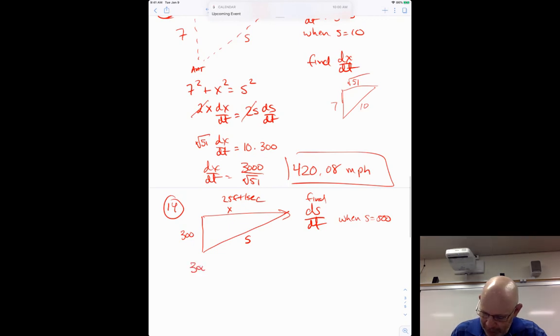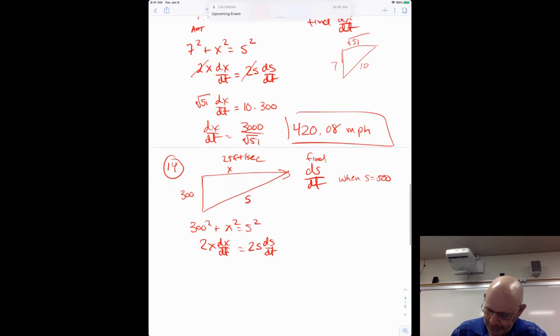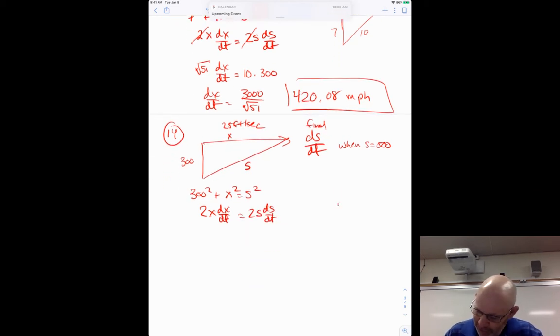We're going to go 300 squared plus x squared equals s squared. The derivative of 300 squared is a constant, so it's 0. 2x dx/dt equals 2s ds/dt. Got to find that x. So here we go again, same right triangle idea, 300, 500. This one's a little bit easier. That's 400, Pythagorean theorem. I'm going to cancel out the 2.